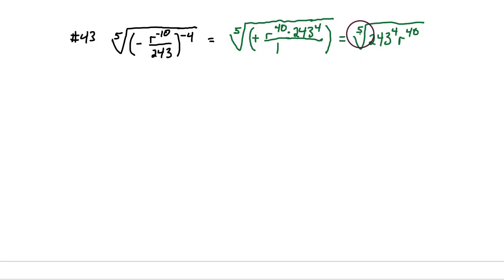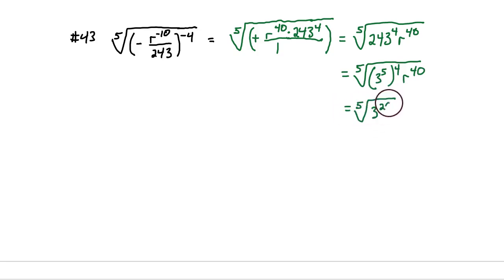Next step, let's try to take the fifth root of what's inside the radical. But because the power on the 243 is not a multiple of that index, that will not produce an integer output. So let's do some rewriting. The number 243 is 3 to the fifth power. Then we can multiply the exponents together, creating 3 to the 20th power. What I'm saying is that 3 to the 20th power is the same thing as 243 to the fourth power.